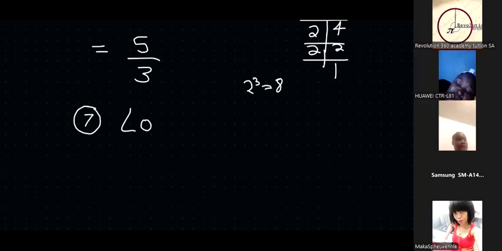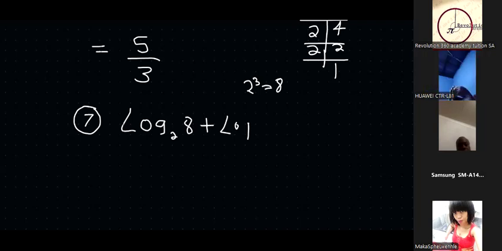So number 7, we are having log 2, base 8, and then we are also having plus log 3, base 27. Sir, is it number 7 or number 6? It's number 7 because that one was number 6. Oh, that one was number 5. So yeah, you'll change it here. Just write number 6. I'm too fast myself. I don't know why.